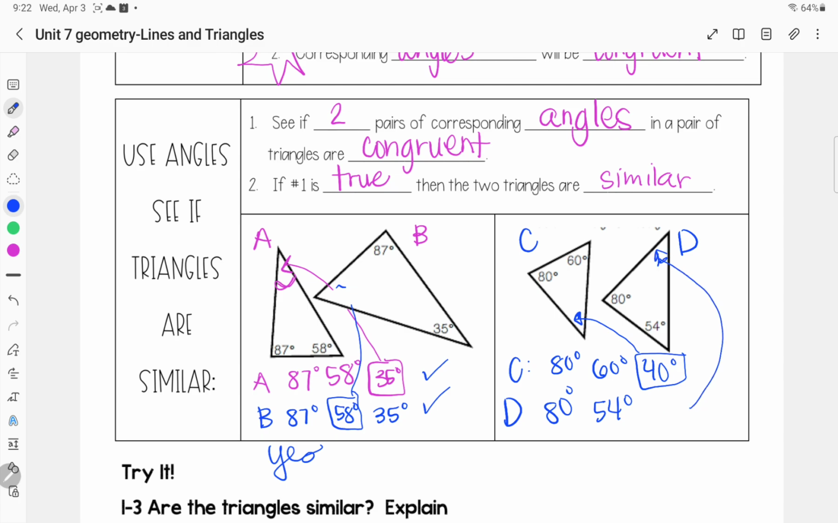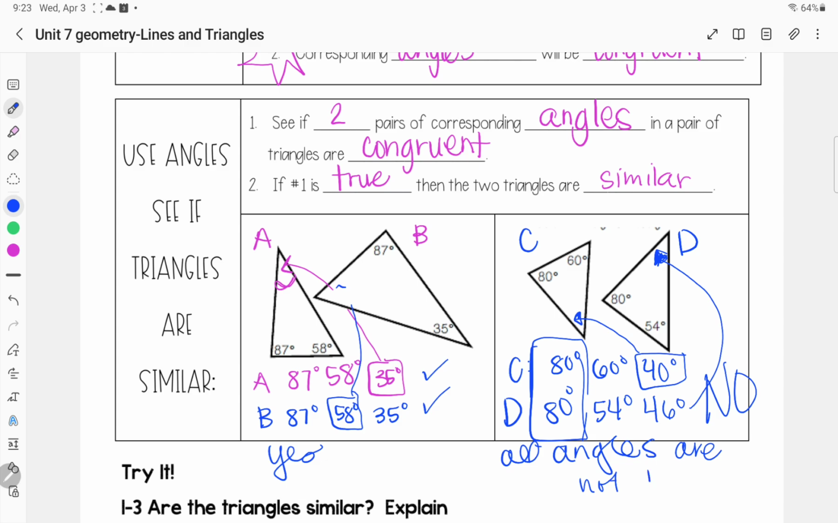Just so you can see, these are not similar because all three angles won't end up being the same, but you only have to make sure two are the same because automatically, again, that third one will be the same. So we would take 180 minus 80 because they do have one angle that's the same, but that one also has 54, which leaves this one as 46 degrees. So the only one they have the same is this one right here. So this one is no. Not all angles are the same, or you can say only one angle is the same.